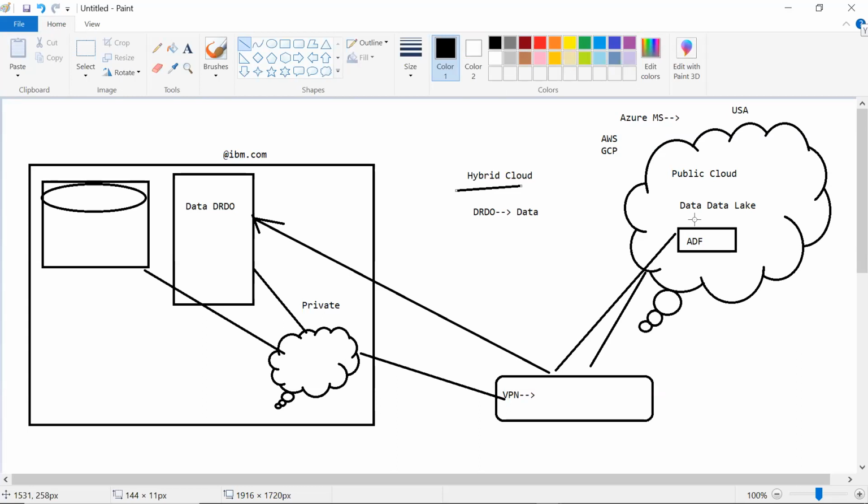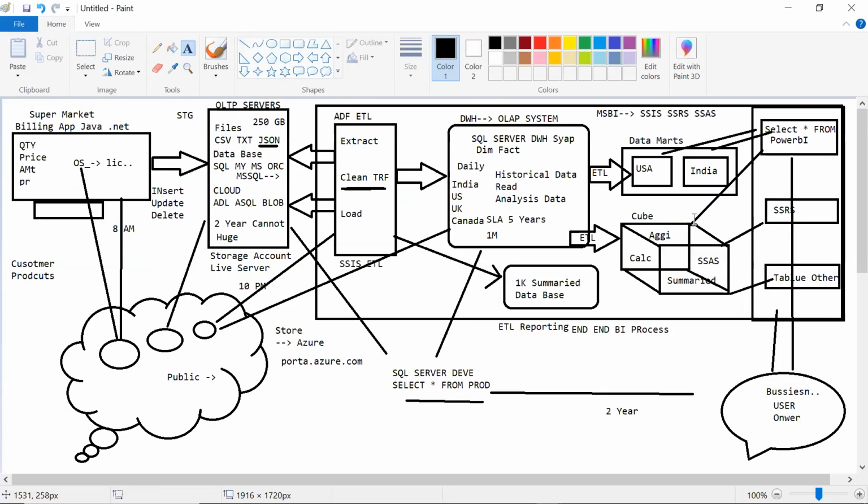Okay. So these are the different cloud providers. These are the different processes. So the same setup we have to move into the cloud. All right.